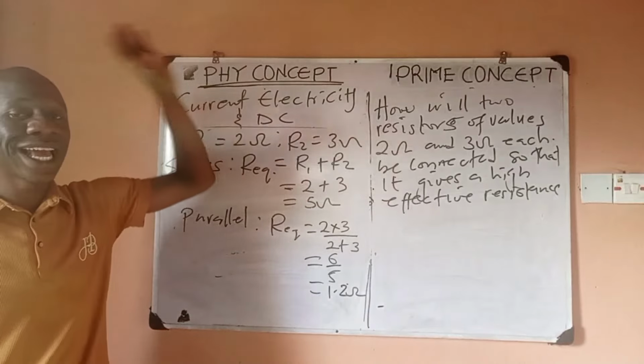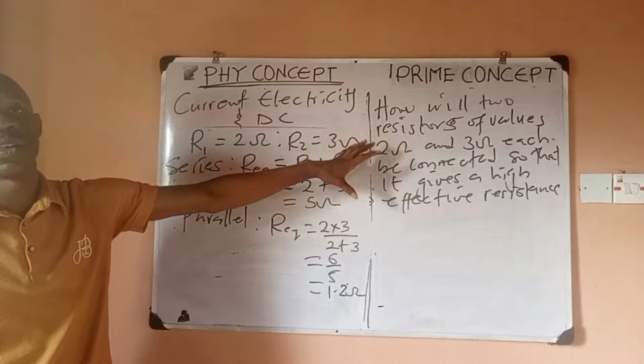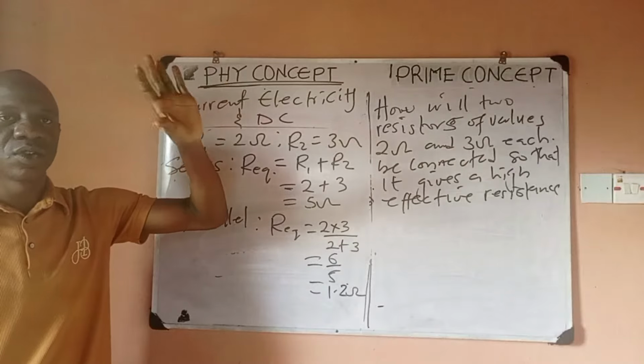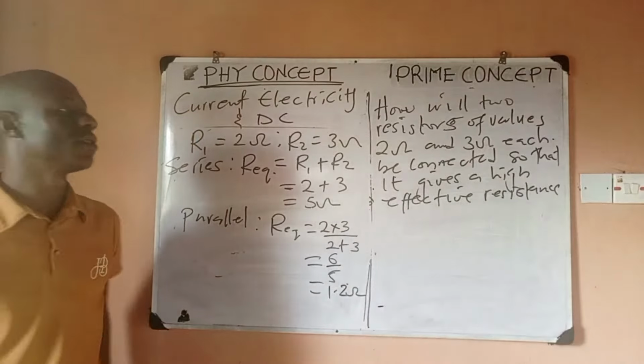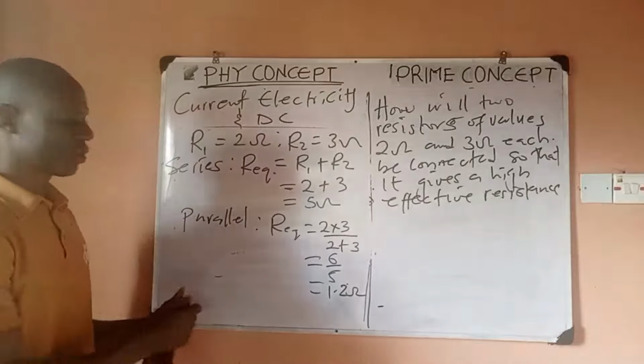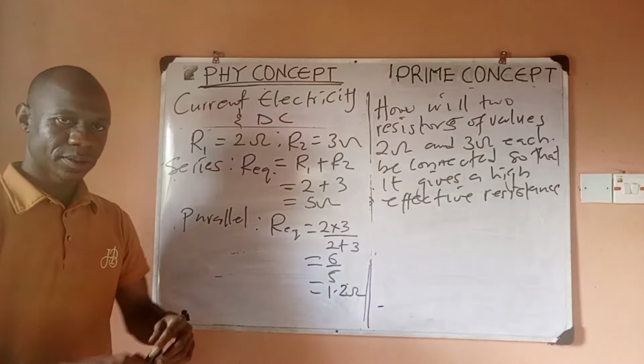So it means that anytime, not just for this question, anytime you want to get a higher effective value, you must always do an arrangement in series, not parallel. So you should take note of this. Now screenshot it so that I can move on.